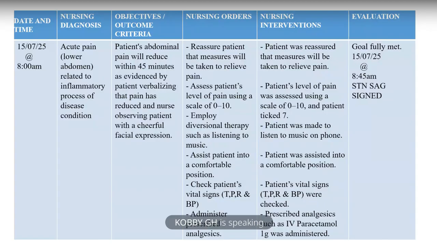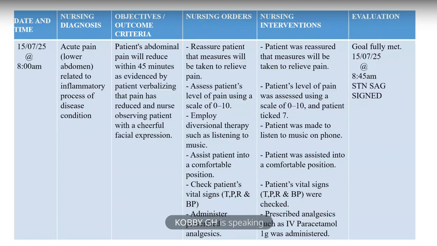Those are the petty errors. So if you submit to me appendicitis, surgery has not been done, and you've related it to surgical intervention, I will give you half instead of the full one. Now, let's look at the objective or outcome criteria. Patient's abdominal pain will reduce within 45 minutes, as evidenced by patient verbalizing that pain has reduced and nurse observing patient with a cheerful facial expression. You see how I've written it?